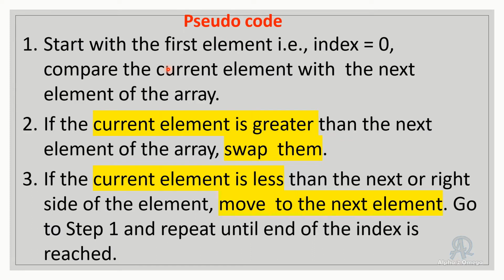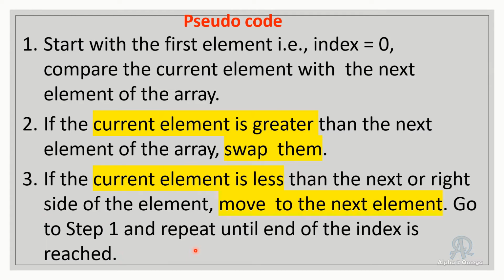Now I will read it. Start with the first element, that is, index equal to 0. Compare the current element with the next element of the array. If the current element is greater than the next element, you can swap them. If the current element is less than the element on the right side, then we move to the next element. Likewise, go back to step 1 and repeat until the end index is reached.